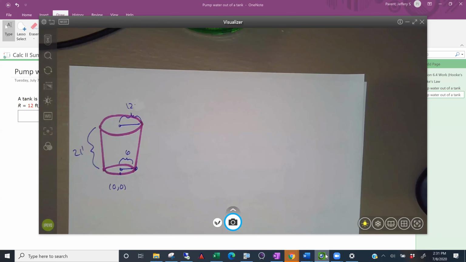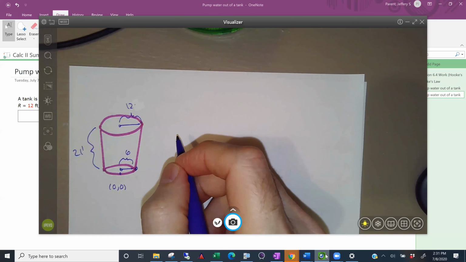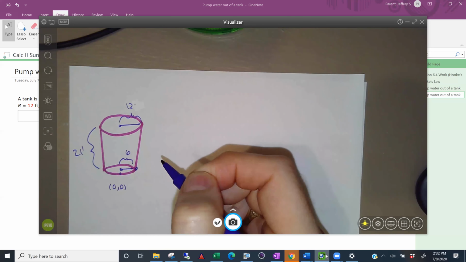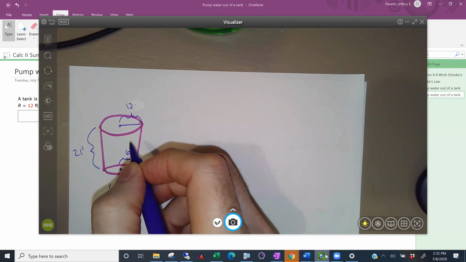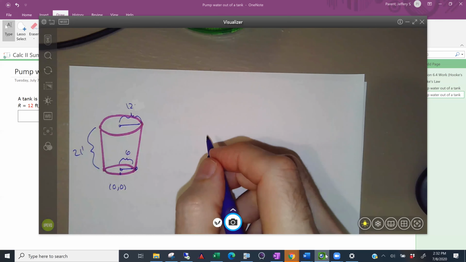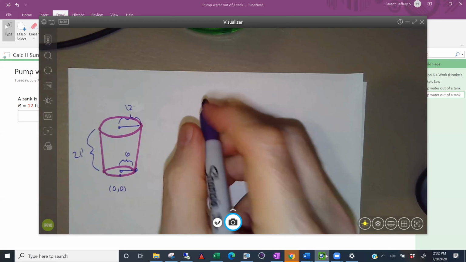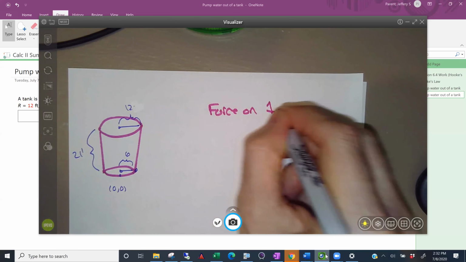So here's my little drawing. Nothing too spectacular for sure. We're going to pump water out of the top edge of this thing. So it's nice to know that it's 21 feet tall. It's a huge tank. Not sure why I'd build something quite like this, but whatever. Let's just work on the math and see if we can't find the force on one slice.